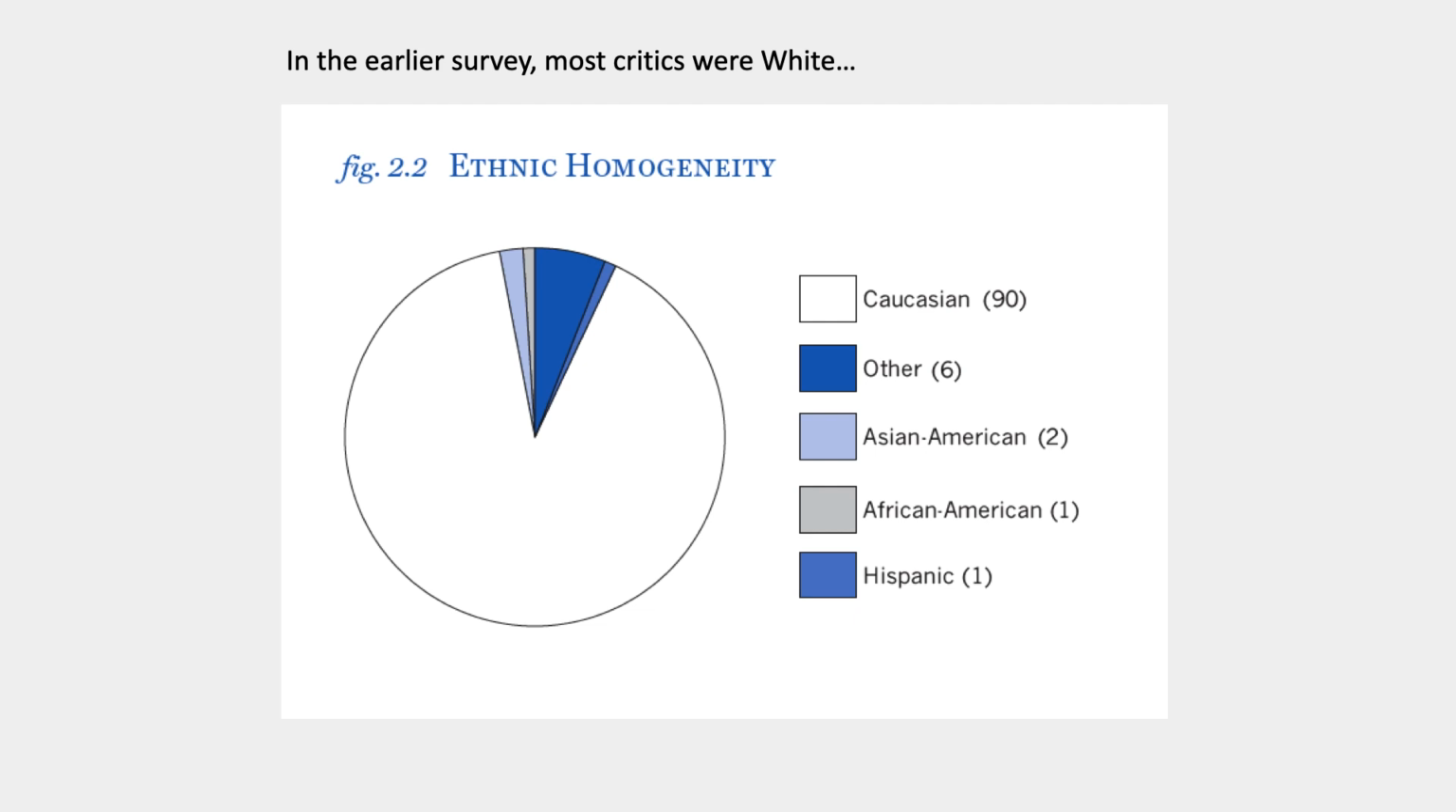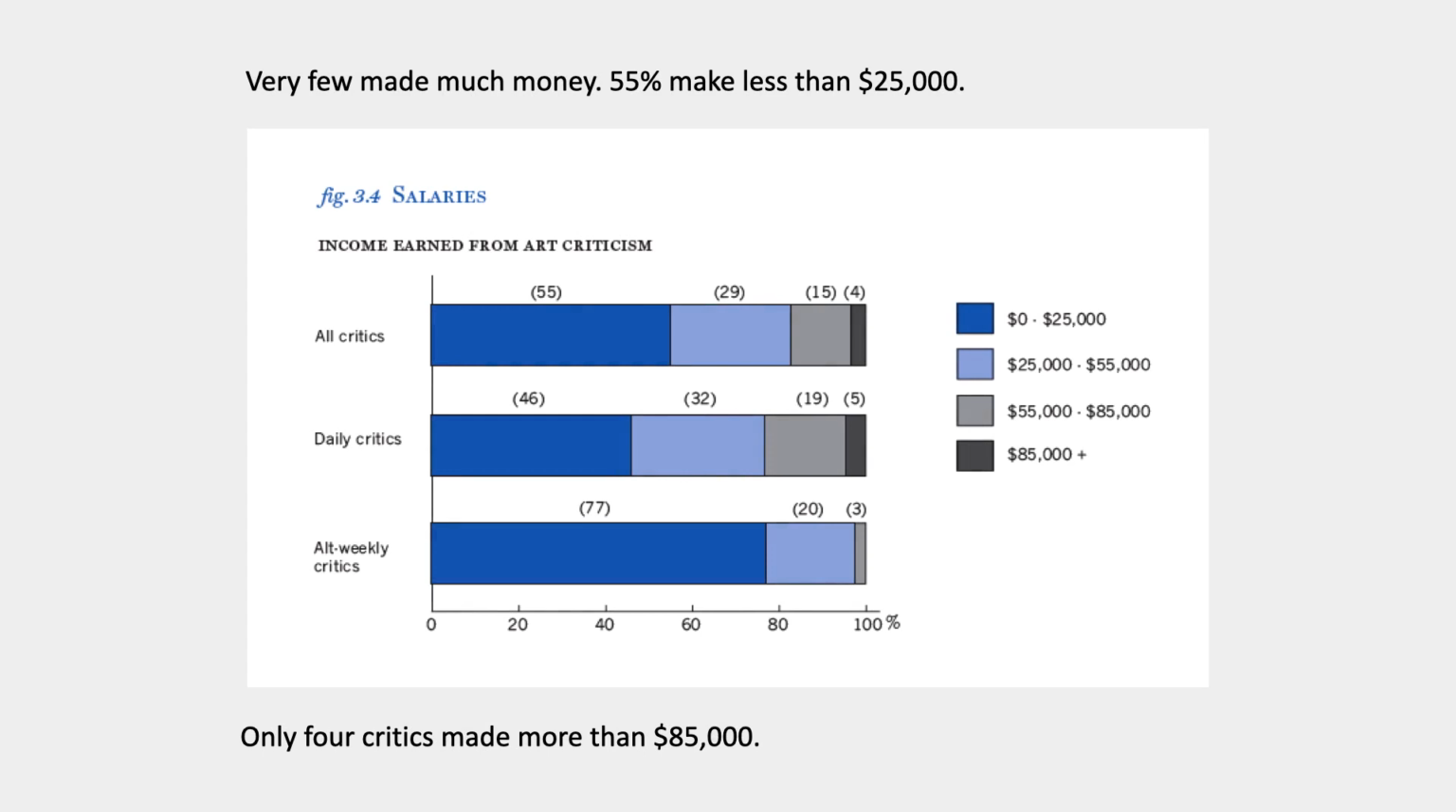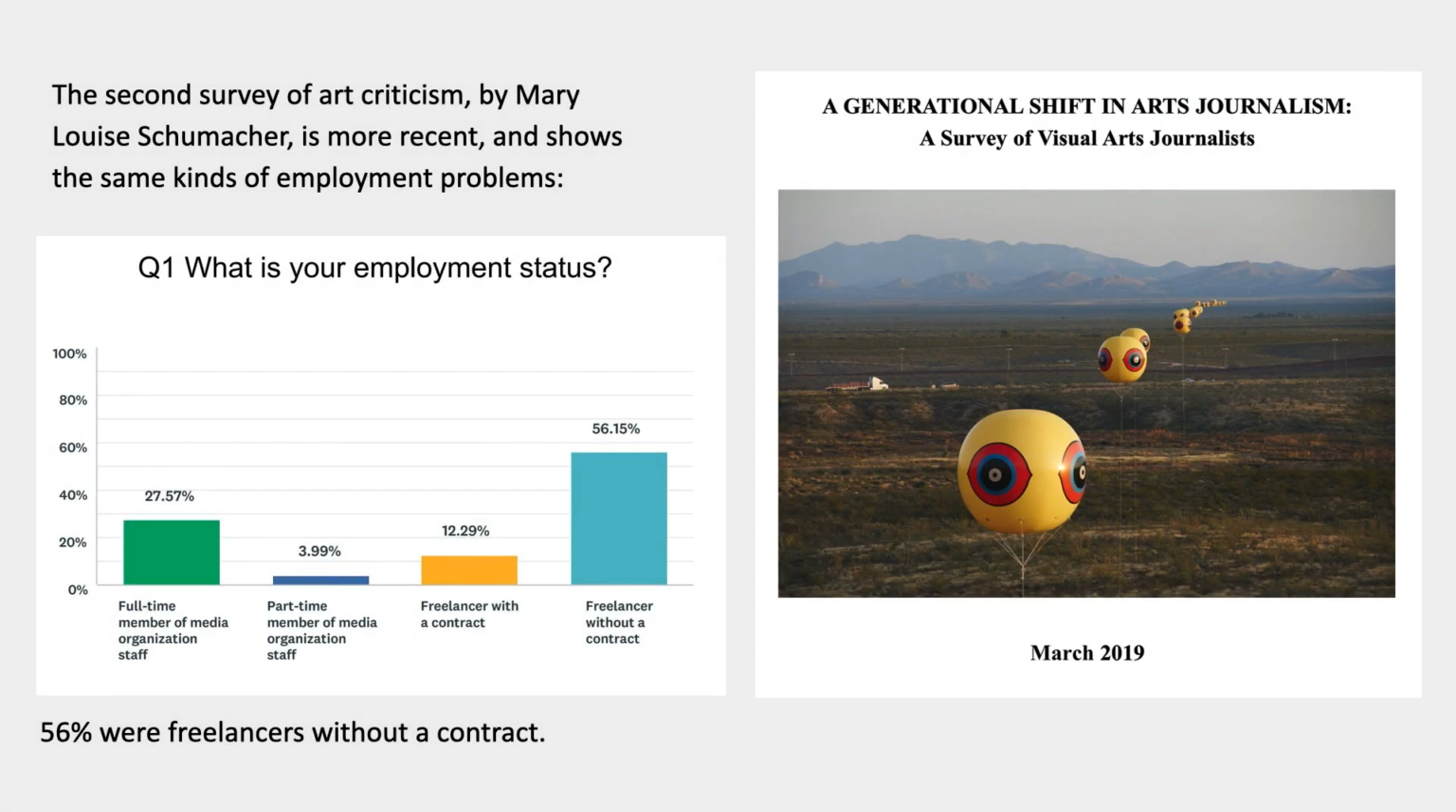In the earlier survey, the Columbia University one, they have some really depressing conclusions. First of all, most critics they surveyed were white, 90% of them Caucasian, and I suppose especially depressing if you want to be a critic, the average age was 47 of the critics they surveyed. Very few of them made much money. 55% of them made less than $25,000 a year. Only 4 critics in the United States made more than $85,000. That's the top bar on the right, where you see the little 4 and the little black sliver there. So basically it means they all had day jobs, at least one day job.